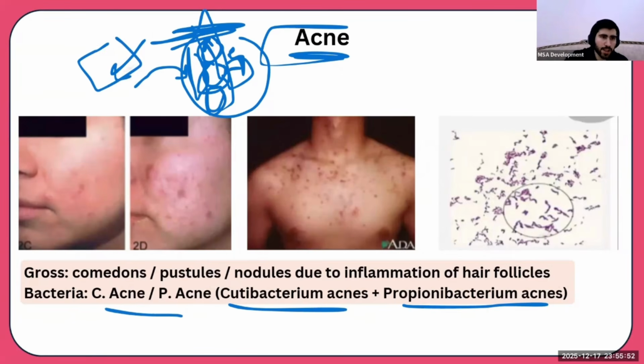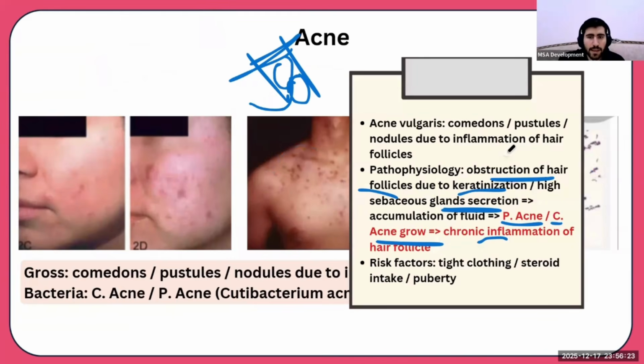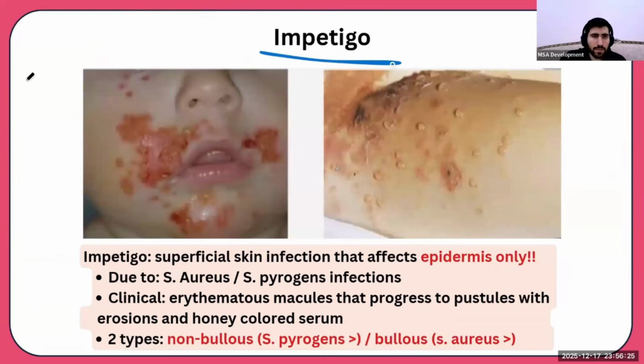What causes this? What causes obstruction? Mostly tight clothing. Someone wearing a hat all the time, or someone wearing tight jeans all the time, this will cause acne to develop on that area. What causes high secretion of sebaceous gland? Usually puberty or taking steroids. Anything that increases testosterone will cause high sebaceous gland secretion and lead to acne. I just want you to identify acne from the picture. And this is the C acne and P acne picture. That's acne.